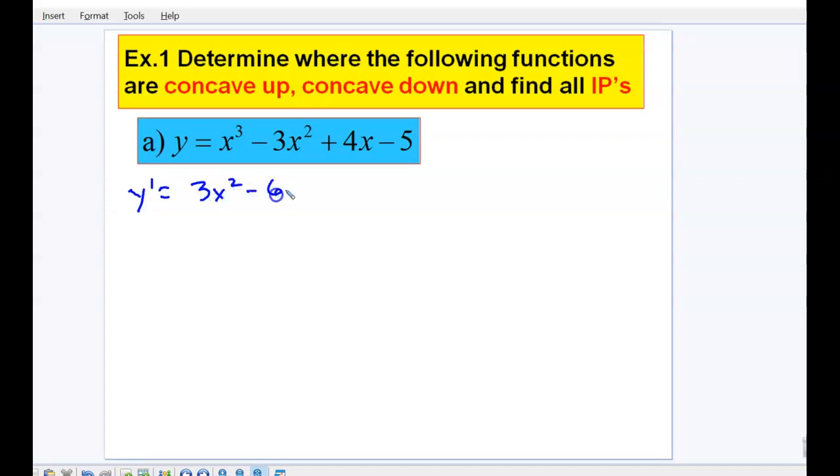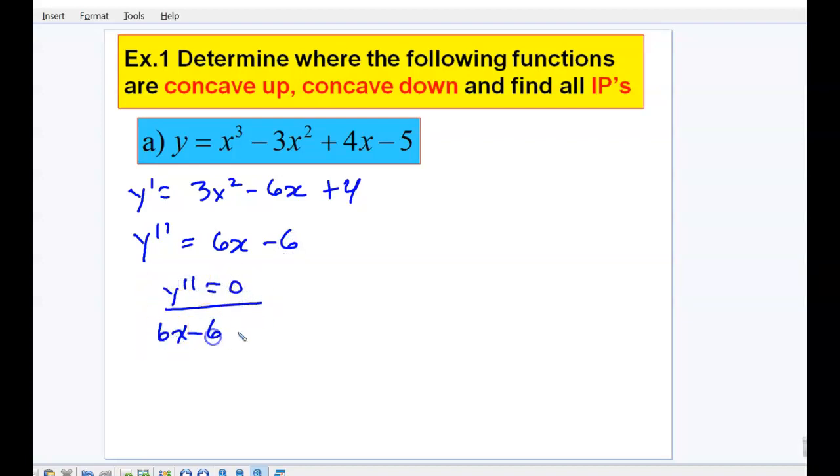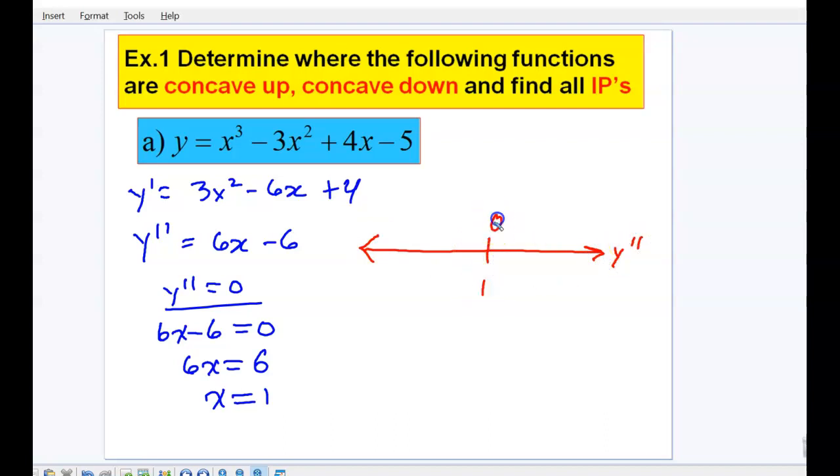So 3x squared minus 6x plus 4 is the first derivative, and the second derivative would be 6x minus 6. Now we're going to figure out what makes the second derivative 0. If I solve for x, I would get x being 1. The second derivative is not undefined because it's a polynomial. So now I am going to do my second derivative number line test.